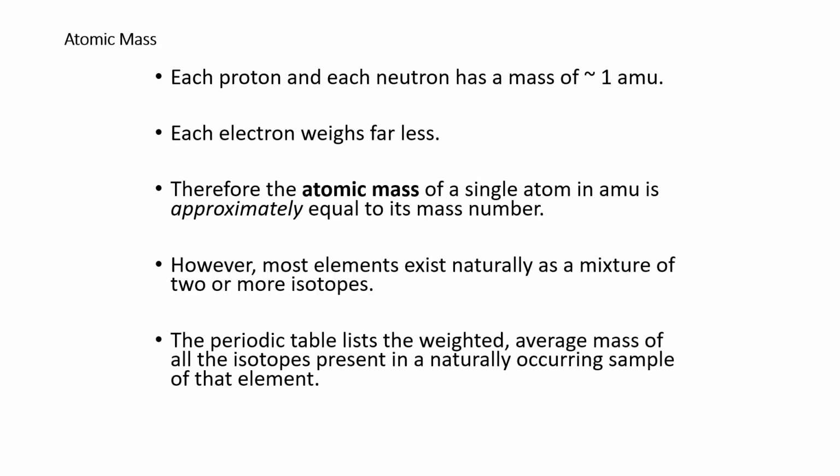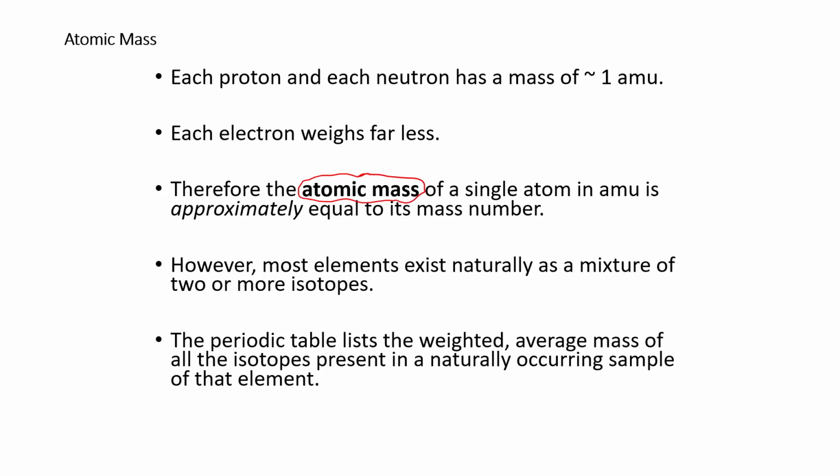Each proton and neutron has a mass of about 1 AMU. Each electron weighs far less. Therefore, the atomic mass of a single atom, in AMU, is approximately equal to its mass number. However, most elements exist naturally as a mixture of two or more isotopes, so the periodic table lists the weighted average mass of all isotopes present in a naturally occurring sample of that element. So, atomic mass.